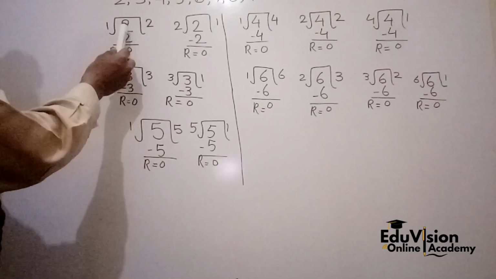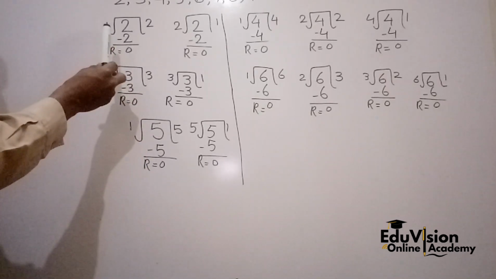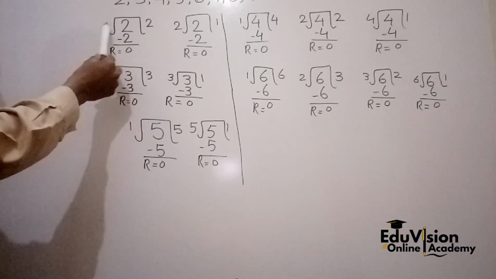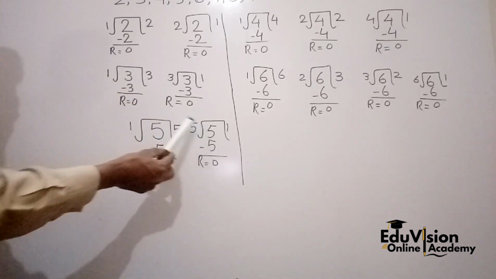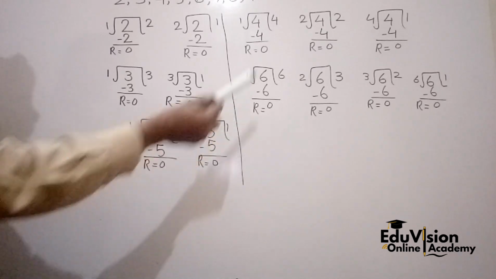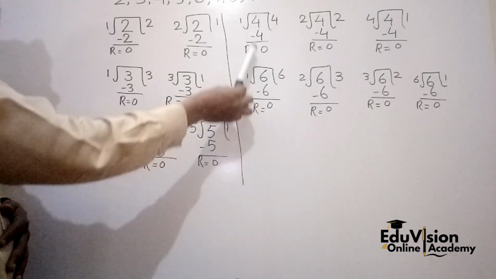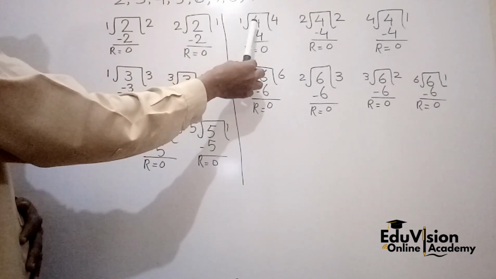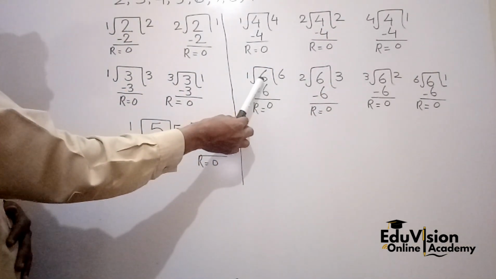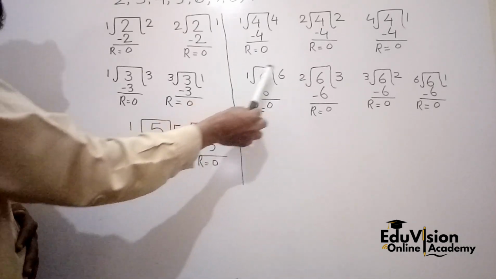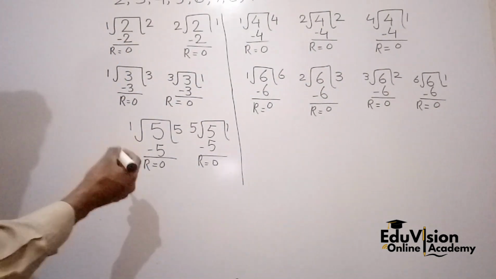We can see that these numbers 2, 3 and 5 are completely divisible by only two numbers. 2 is completely divisible by only 1 and 2. 3 is completely divisible by only 1 and 3. 5 is completely divisible by only 1 and 5. On the other hand, we can see these numbers 4 and 6 are completely divisible by more than two numbers. 4 is completely divisible by 1, 2 and 4, and 6 is completely divisible by 4 other numbers 1, 2, 3 and 6.